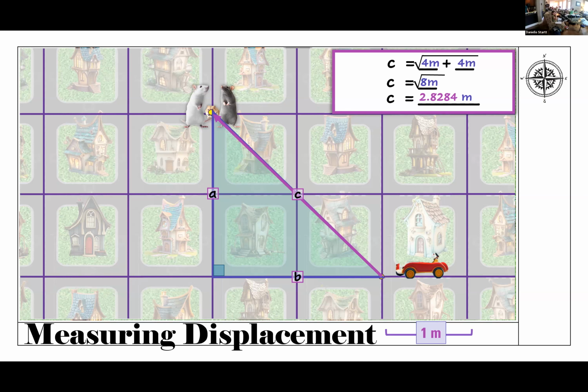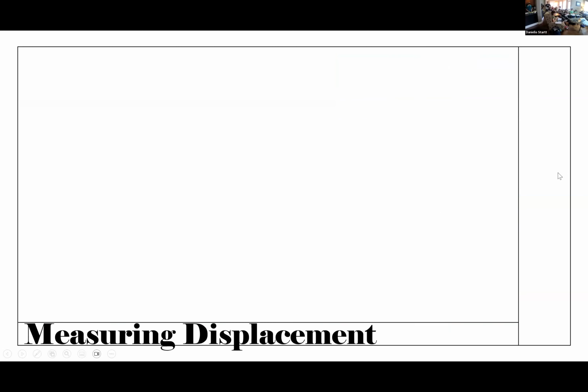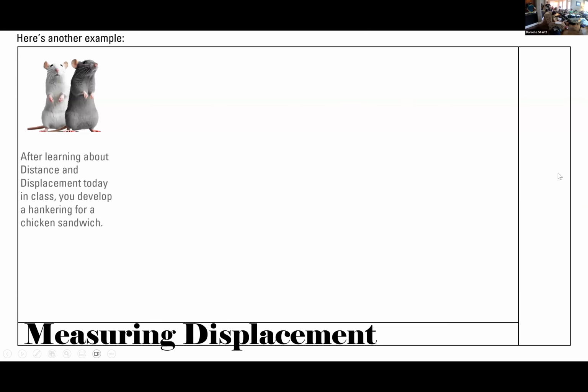Simplify it to like it's 2 times the... Yeah, you could do that. But in this case, I really want to know how many meters he was from home. So he was about 2.8 meters from home. All right, so let's try another example.